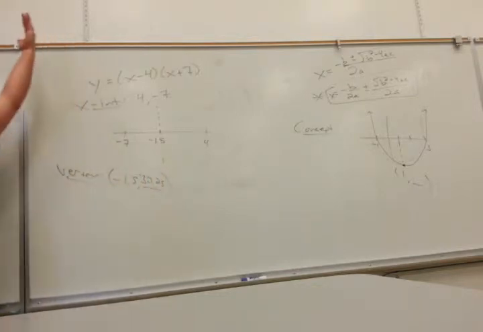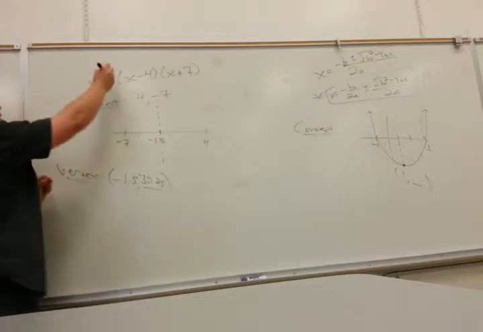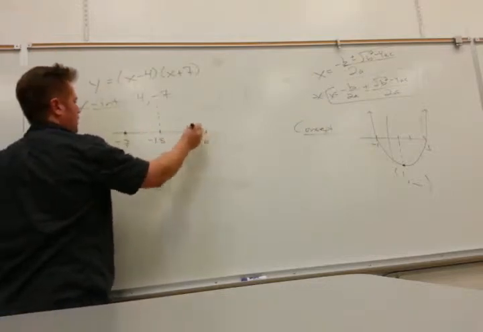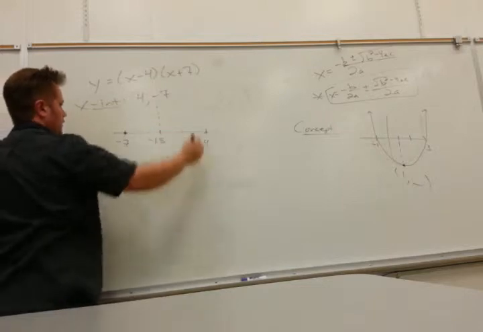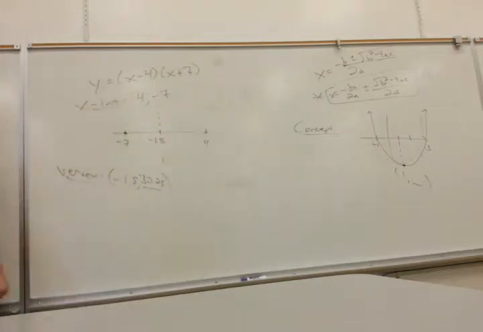Which makes sense because it's got to open up. It's positive out here, so it's got to open up. It's got to go through there. And it's a negative 30.25, and it opens up from there. How do you guys feel about that?